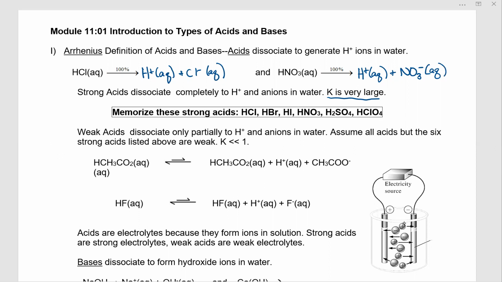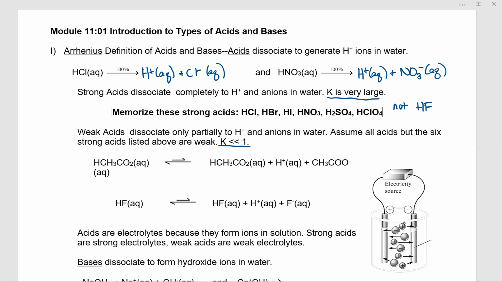Notice HF is not a strong acid. So let me write here, not HF. This is a common mistake that students make. HF is in fact a weak acid. Weak acids dissociate only partially to hydrogen cations and anions in water. Assume all acids, but the 6 strong acids listed above, are weak. In other words, K is much less than 1.